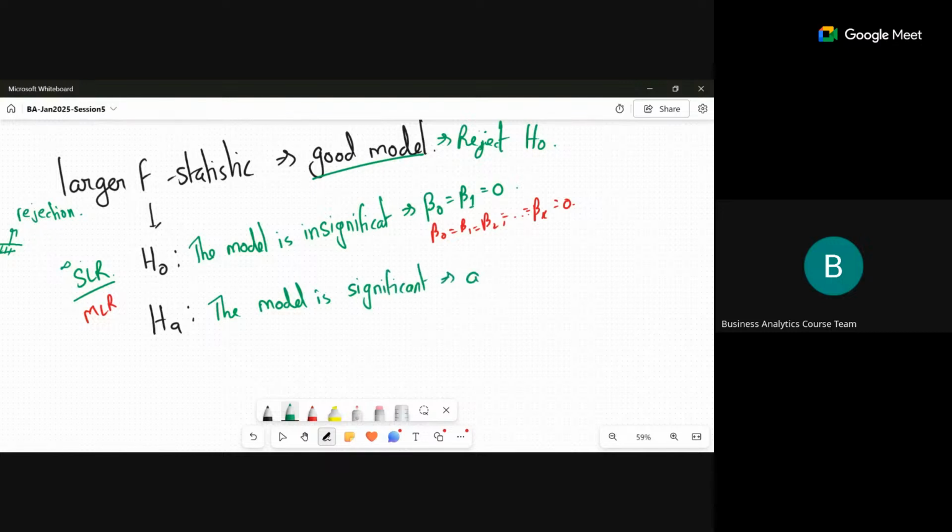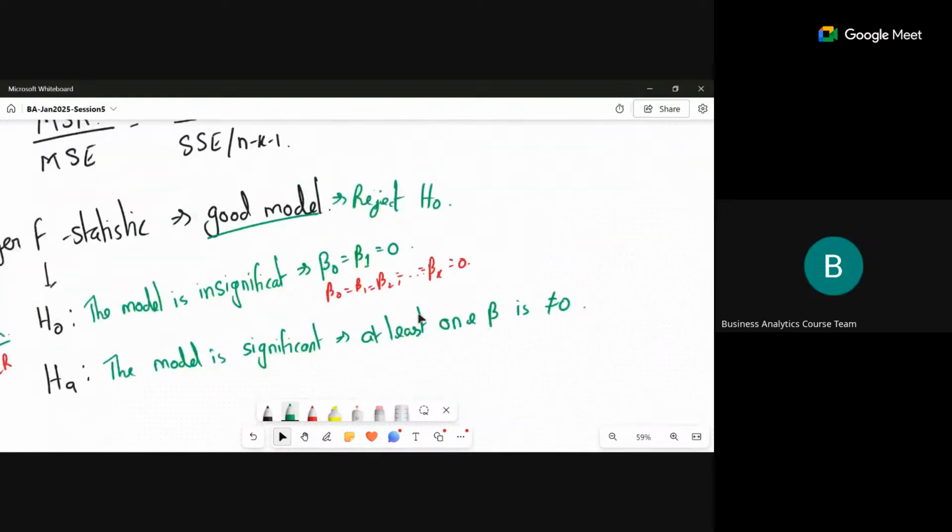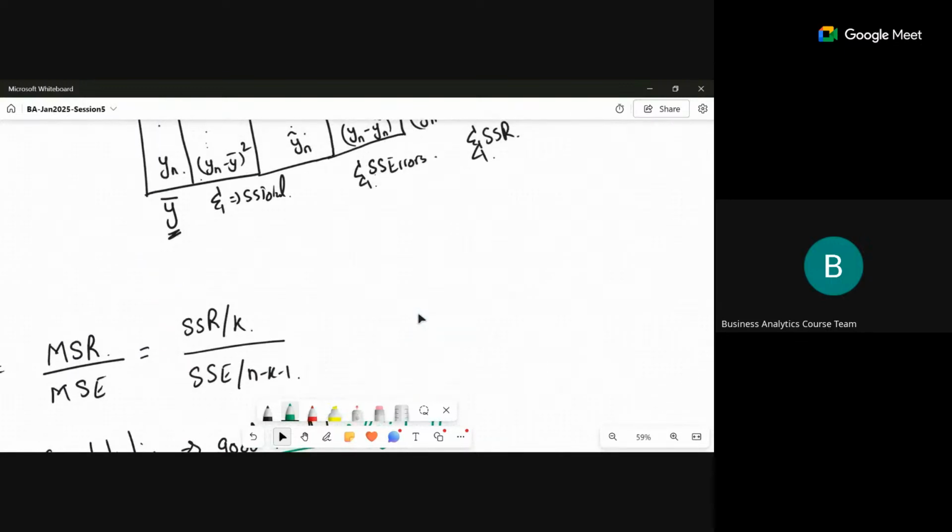Which means at least one beta is not equal to 0. So even if one beta is not equal to 0, you will say I am able to capture something significant. So the model is significant. If all of them are 0, you will say the model is not significant. Okay? So this is very, very important to note. Super. Now all of this is fine.